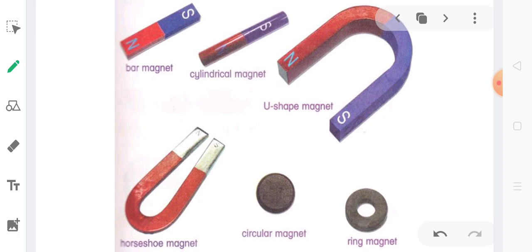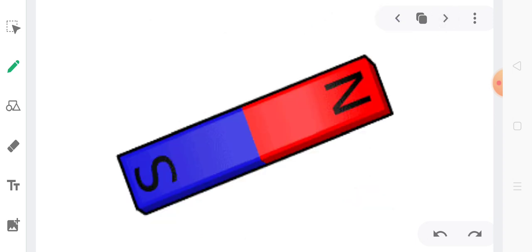Now one question might be popping in your mind right now, that why so many shapes for magnet is essential. Why can't we have one particular shape? It would have been convenient for us to study about the properties of that magnet. Why do we need to have different shapes? So for that we need to understand the properties shown by a magnet.